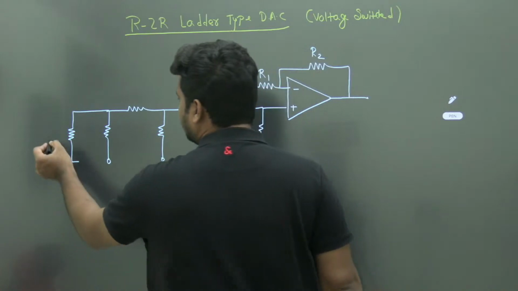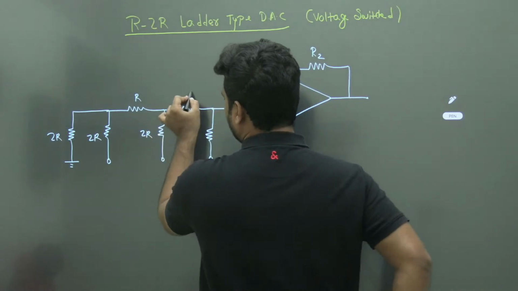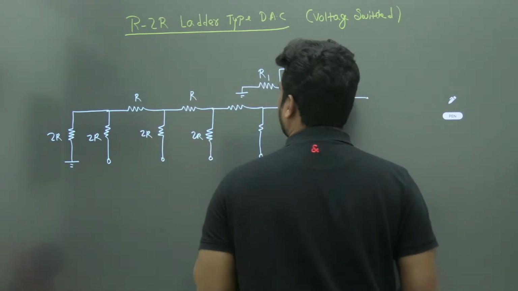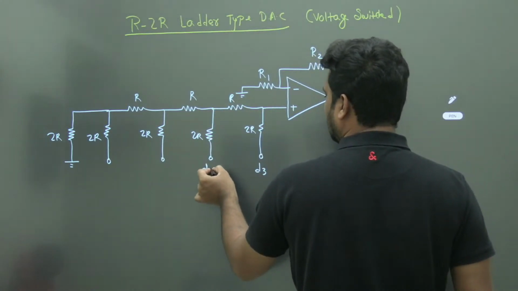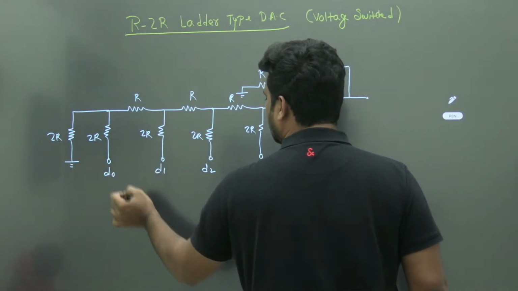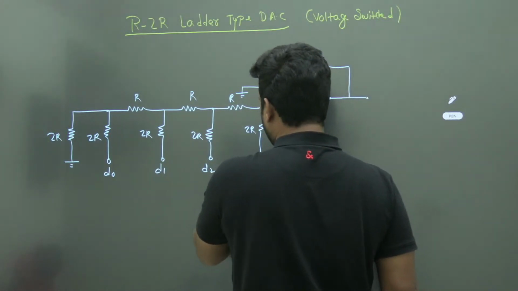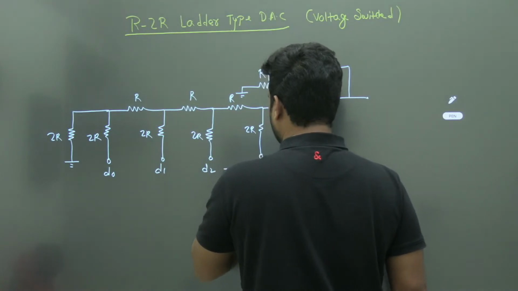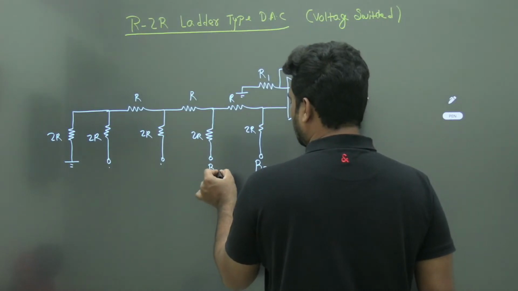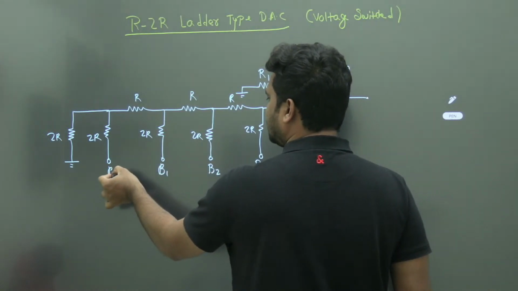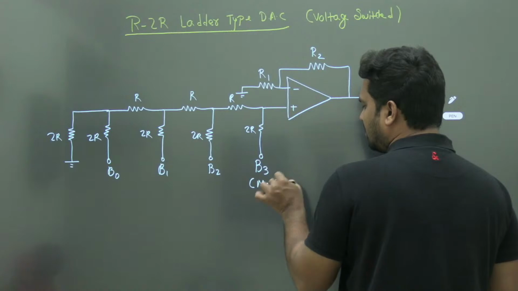We are taking the example of the 4-bit DAC. Here we apply the bits 3, 2, 1, 0. When a particular bit is 1 or 0, you will be giving the voltage. I am not showing the switches, but you assume that we are connecting between two different voltages when a particular bit is 1 or 0.